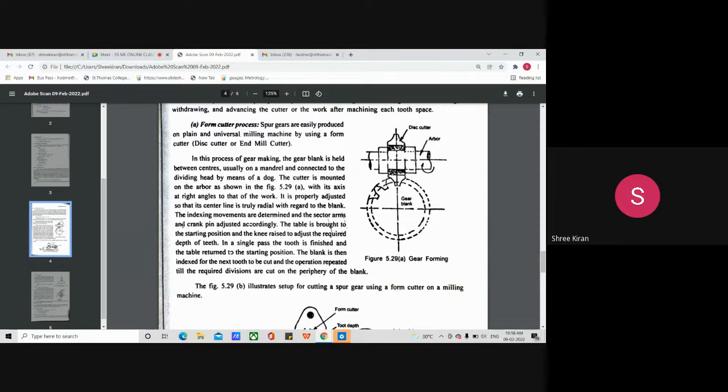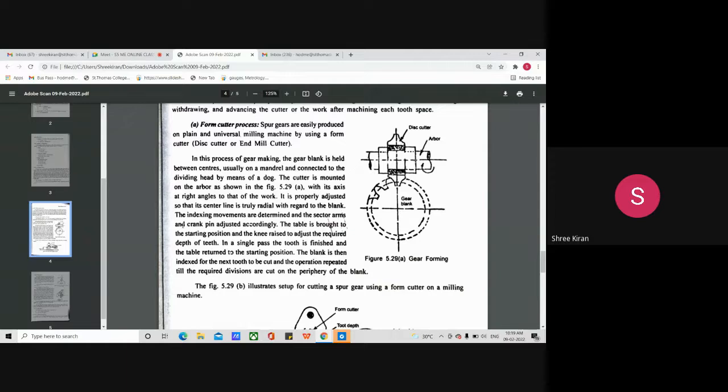It is properly adjusted so that its center line is truly radial with regard to the blank.